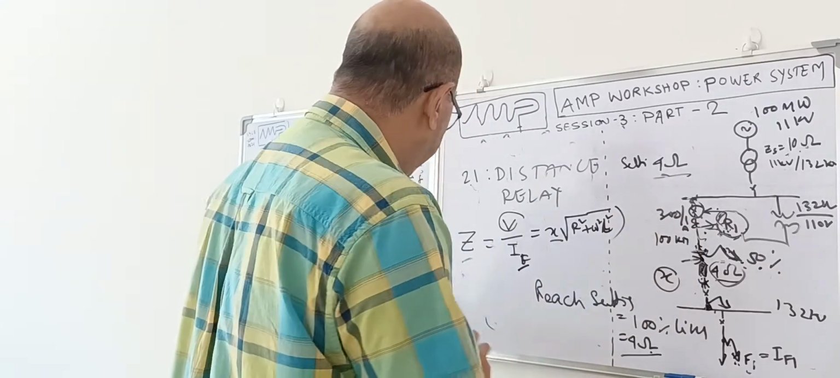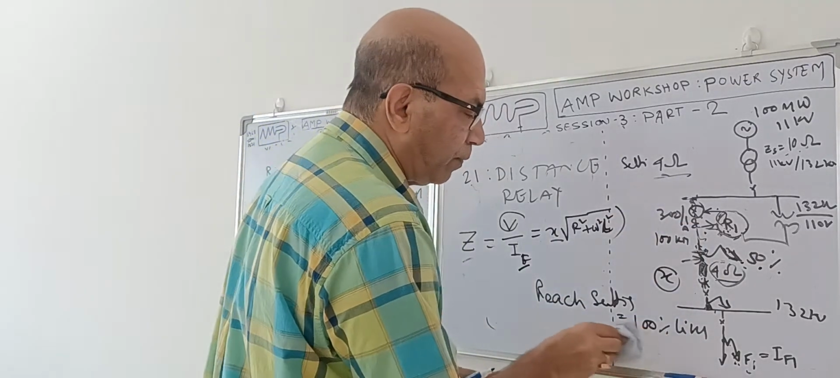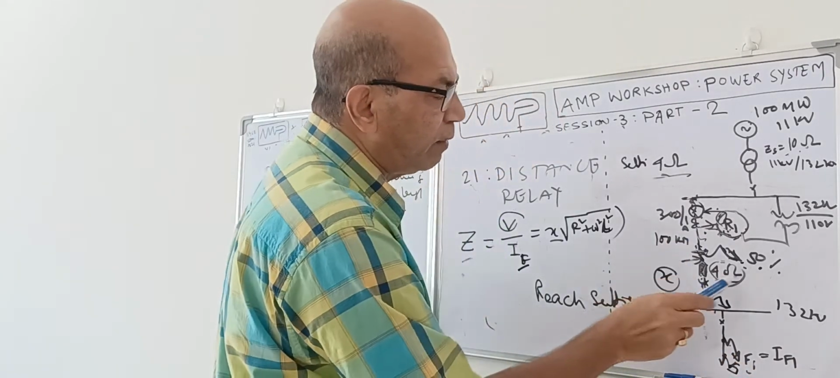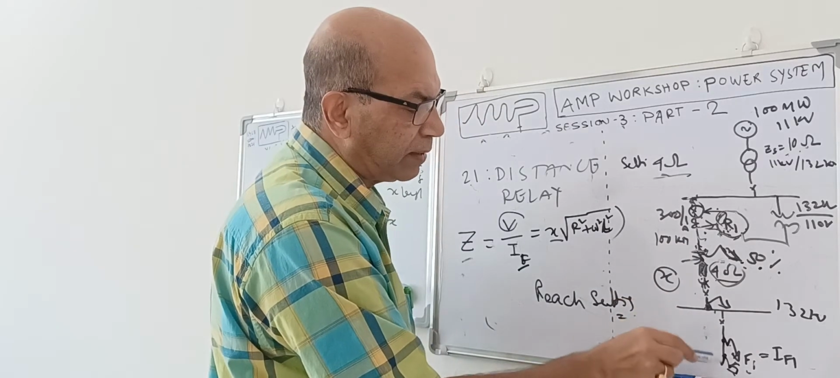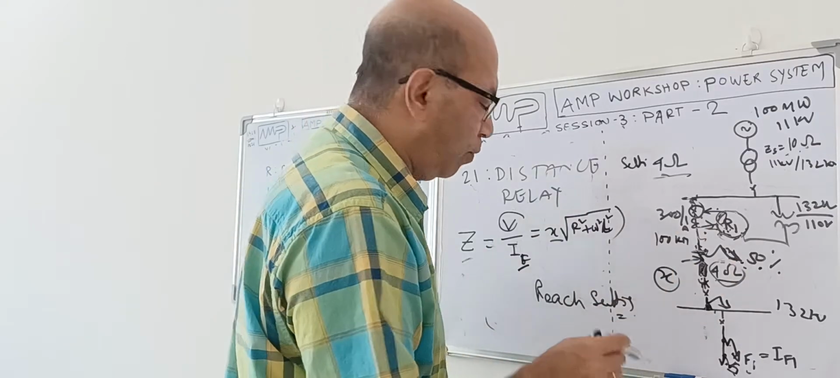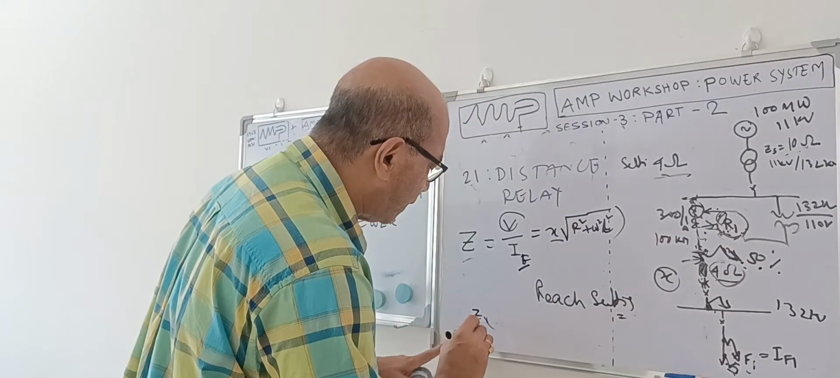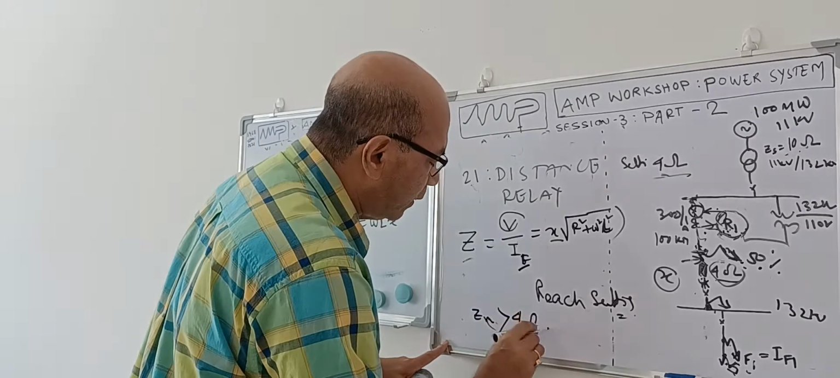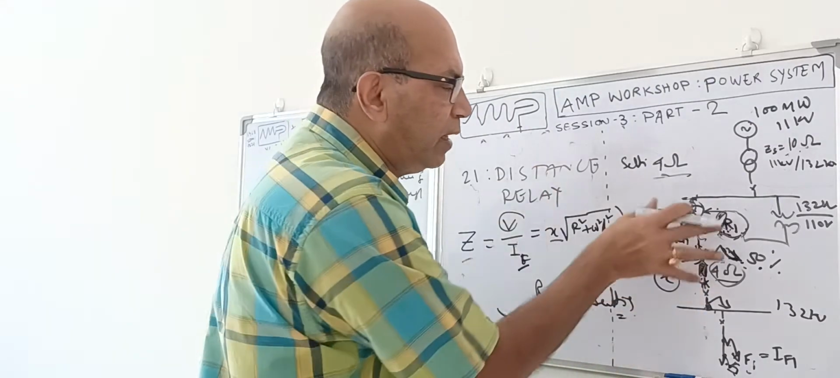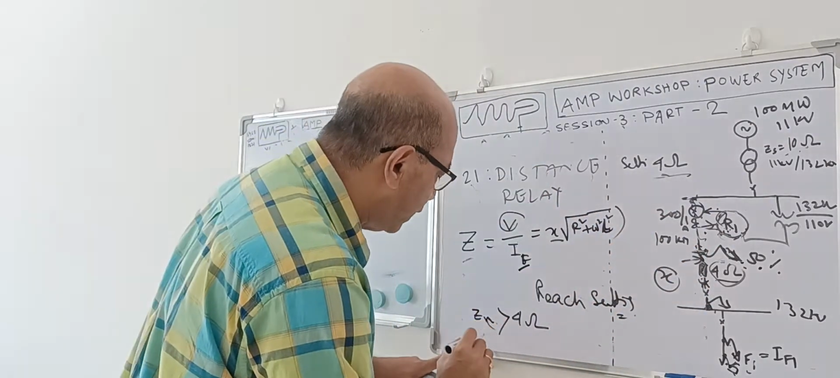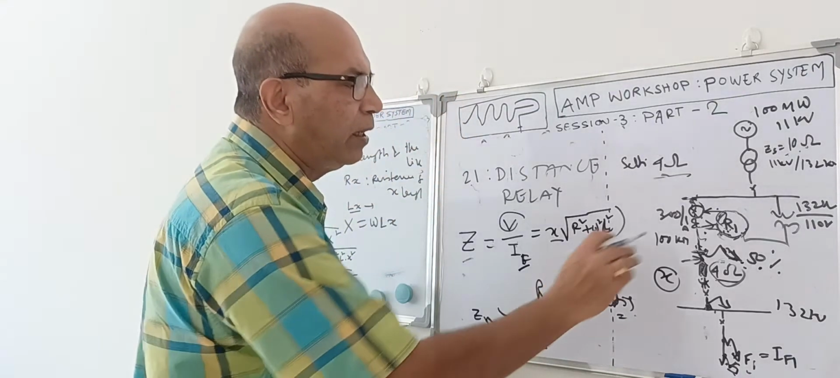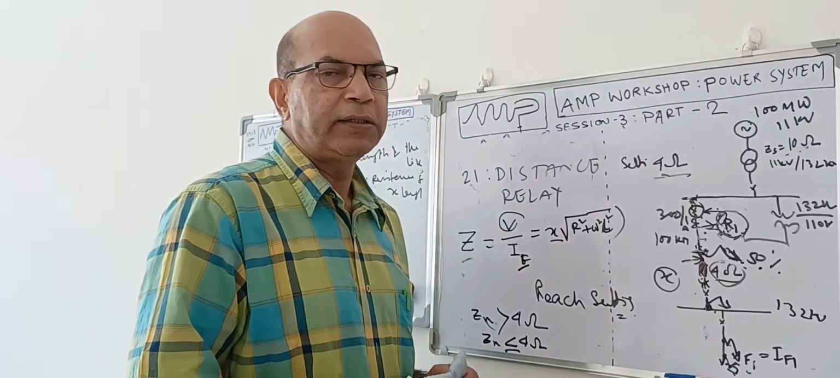But if the relay senses an impedance of 6 ohm, suppose the fault is outside, it will see 4 ohm plus some other impedance coming from the line, so the relay will measure more than 4 ohm. When Z measure is more than 4 ohm, the relay will not operate. So for an outside fault the relay restrains, but for an inside fault the relay operates immediately. If Z measure is less than or equal to 4 ohm, the relay will operate immediately. This is the way the distance relay operates.